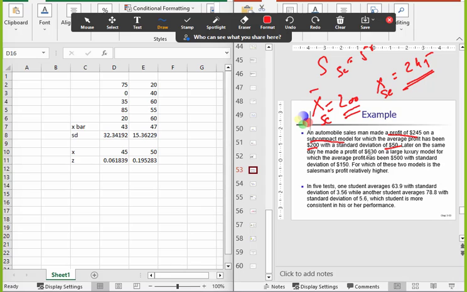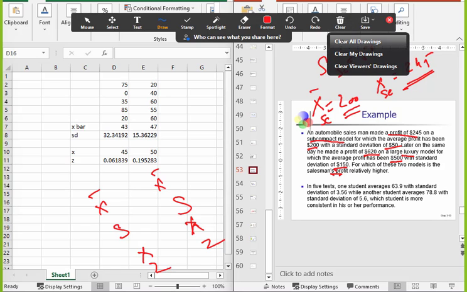Later on the same day, he made a profit of $620 on a luxury model where the average profit is 500 and standard deviation is 50. So he has already given you two X bars, two S's and two X values. What you have to do is calculate two Z values, and for which of these two models the salesman's profit is relatively higher. So what is the answer? The Z value which is bigger will give you the answer.